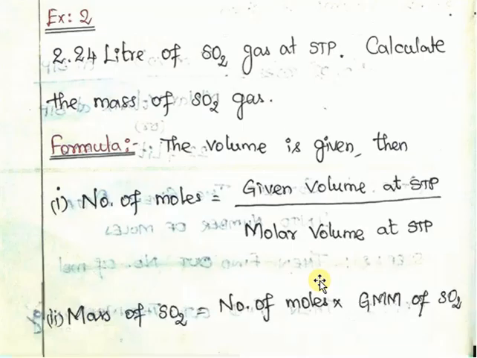Next one. Now look at the next one. Here 2.2 liters of sulfur dioxide gas at STP is given. Calculate the mass. So we have to calculate this.